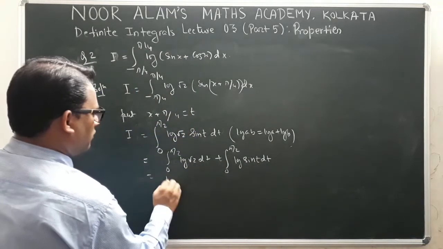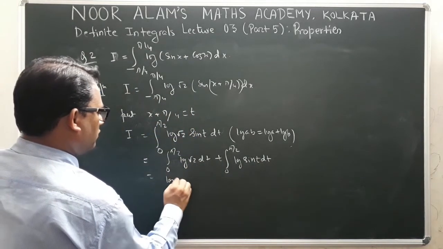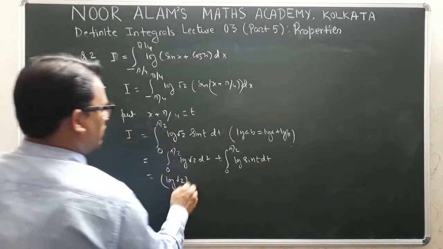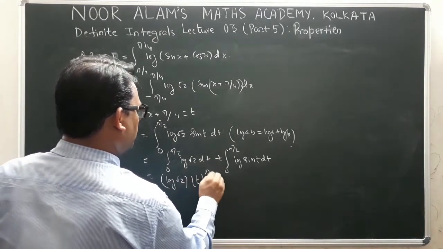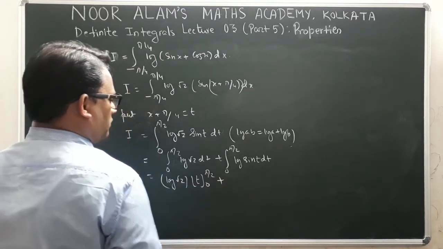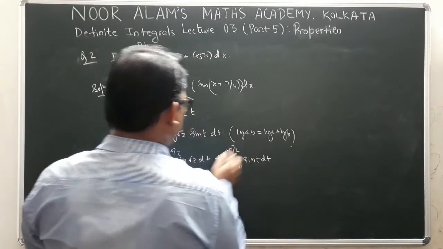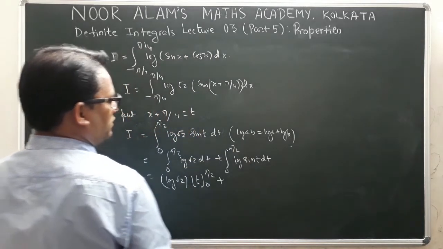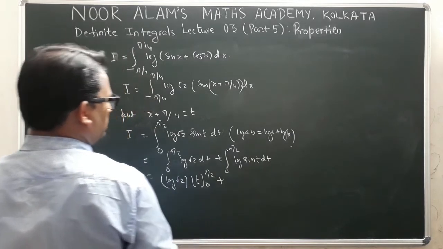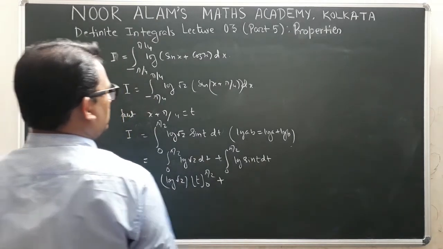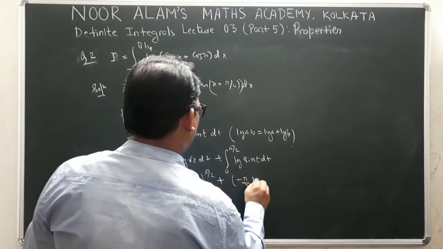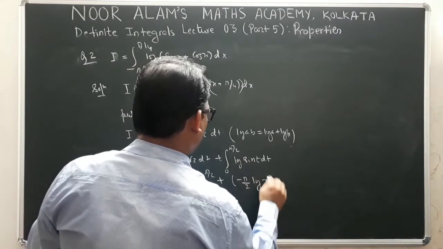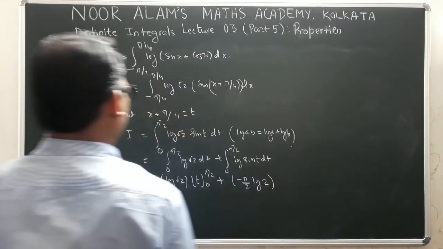So now we take log of root 2 outside, and then we get integration of dt, whose value is t, from 0 to pi by 2, plus now what is the value of this quantity? Integral from 0 to pi by 2 of log of sin t dt. Now in the previous sums we see that this value we get as minus pi by 2 log of 2.